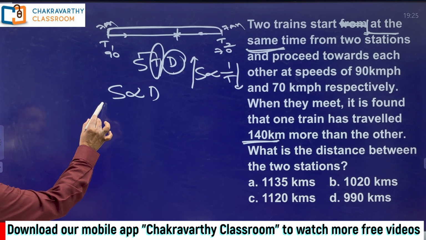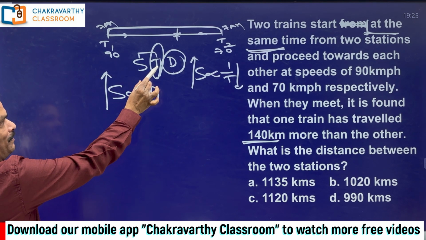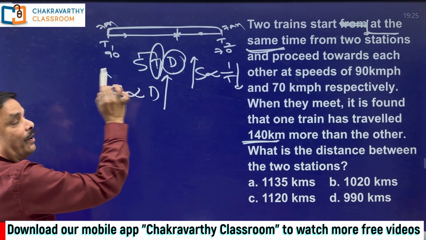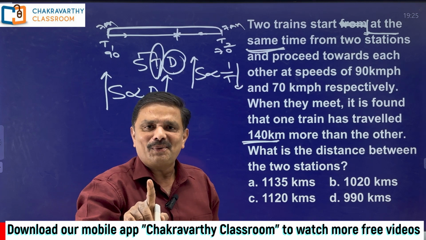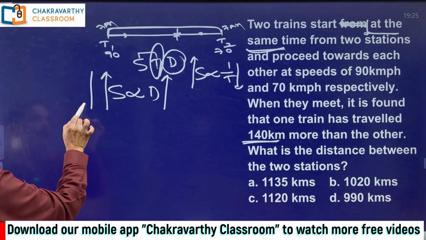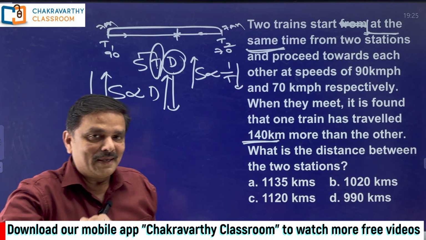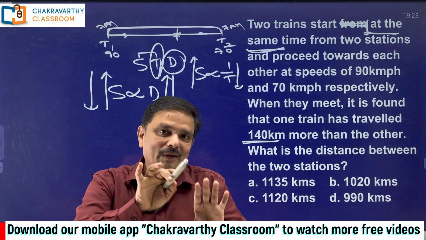That means the more speed you go when time is same, the more distance you cover correspondingly. Yes or no? Right? The less speed you go, the less distance you cover. This is the relationship between speed and distance when time is constant. Let's go a little further.